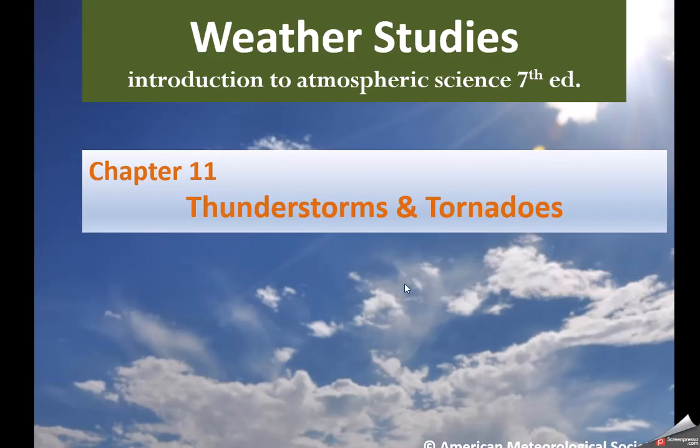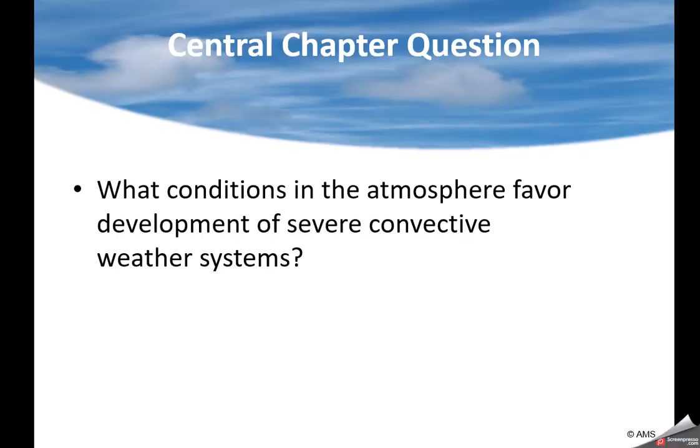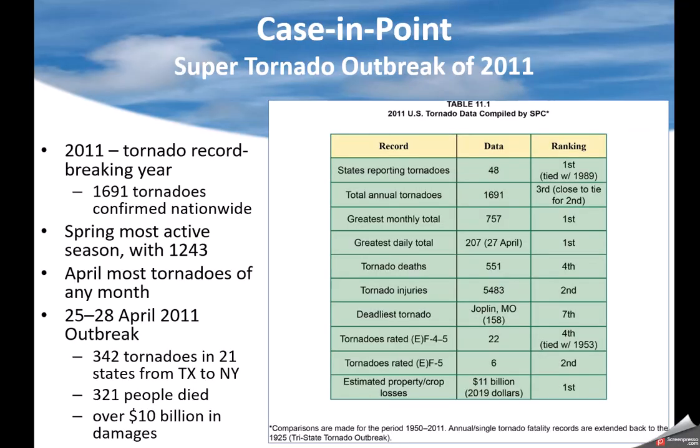Thunderstorms develop when the air is pretty unstable. So let's look at some of these things. There was a super tornado outbreak in 2011. It's actually the most active season in the history of tornadoes.